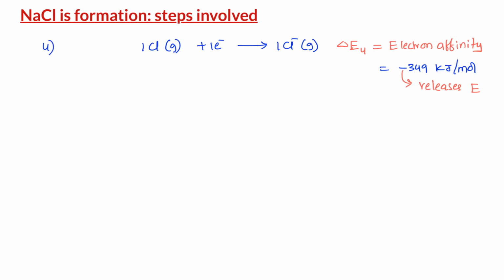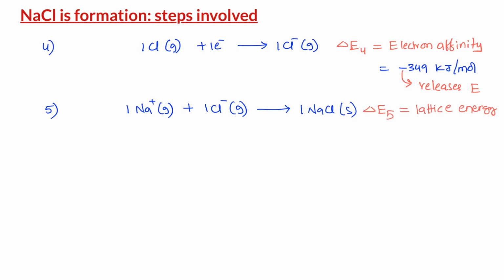Now we have 1 mole of Na+ in the gas phase and 1 mole of Cl minus in the gas phase. They attract together to form 1 mole of solid NaCl. The energy released in this process is called lattice energy.